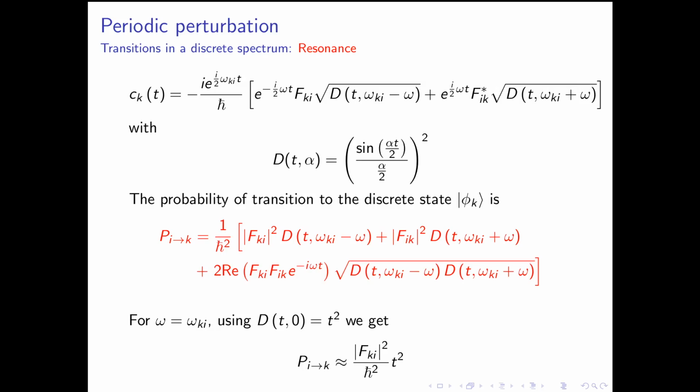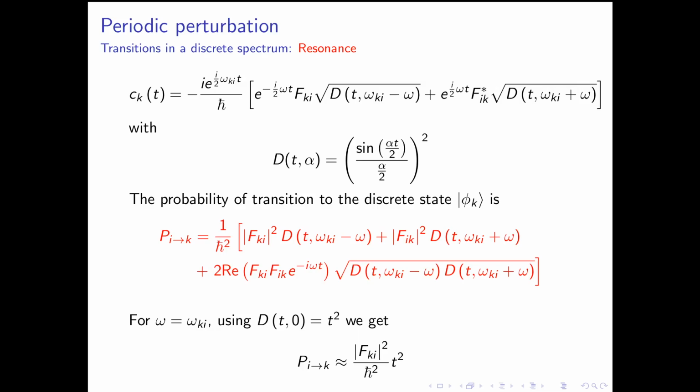If, on the other hand, the state k has a lower energy than the initial state, that is, energy is released by the system in the transition, then it is the second term which is going to contribute, and you are going to get |f_ik| square by h cross square t square. What is important is that near resonance, the probability actually will grow quadratically with time.